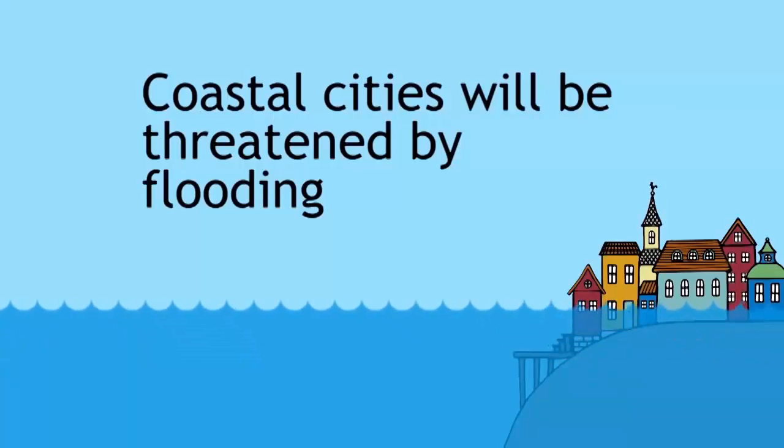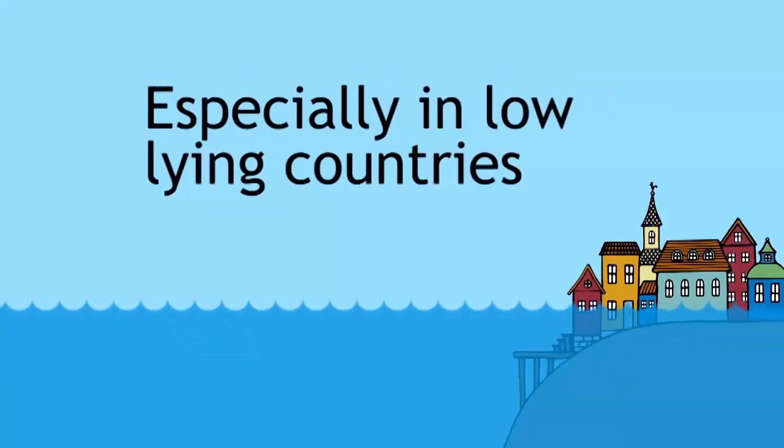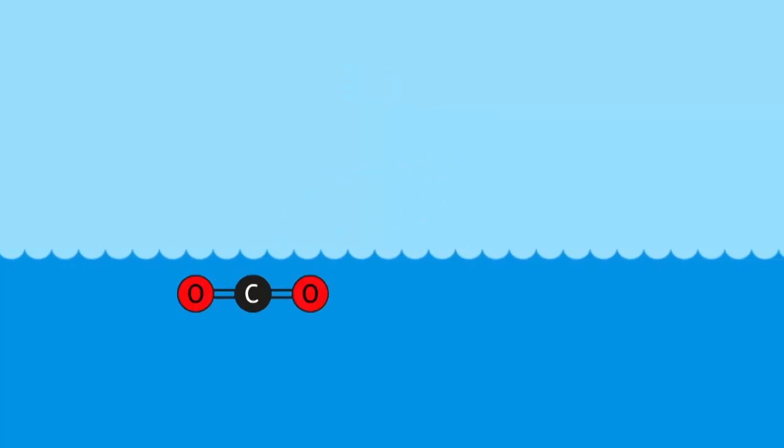As sea levels rise, so more and more of our coastal cities will be threatened by flooding, especially at high tides and in stormy weather and in low-lying countries like Bangladesh, the Netherlands, and in some Pacific island nations. Another problem comes from the extra carbon dioxide that dissolves in the sea.